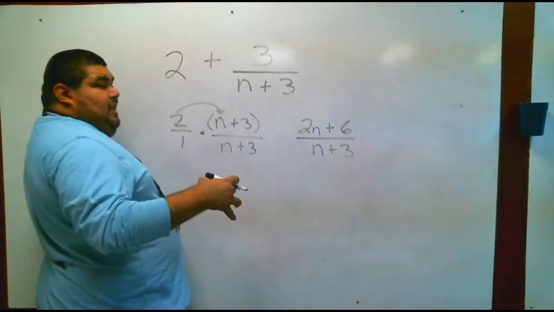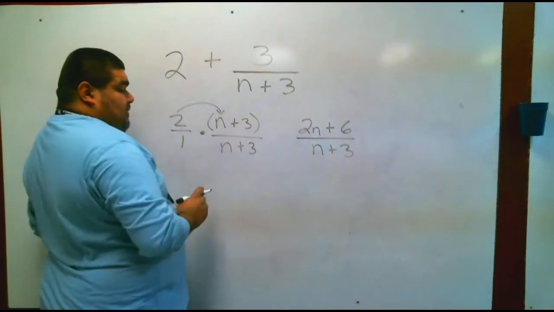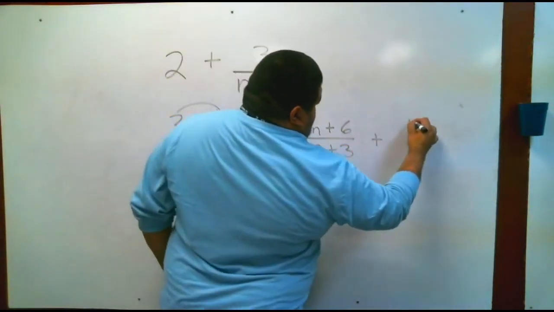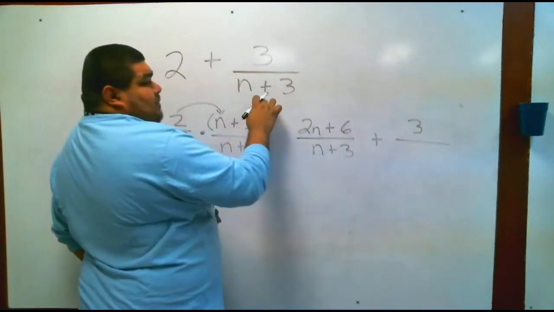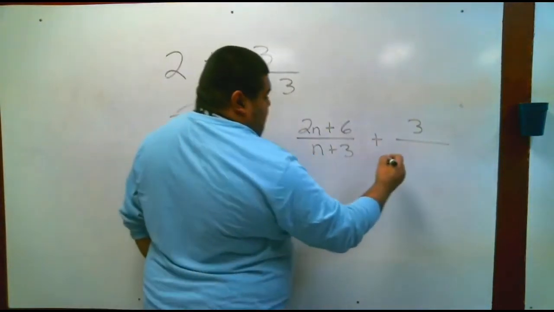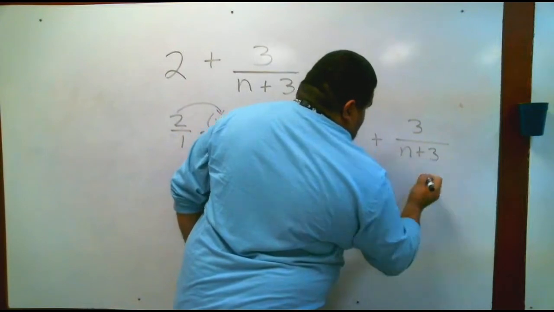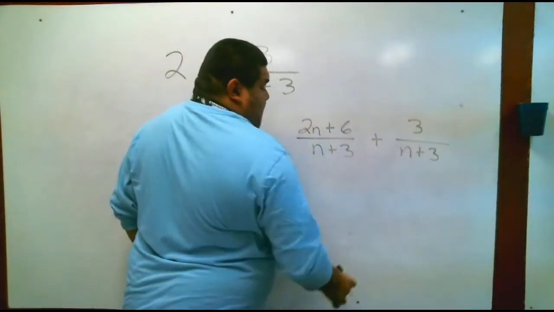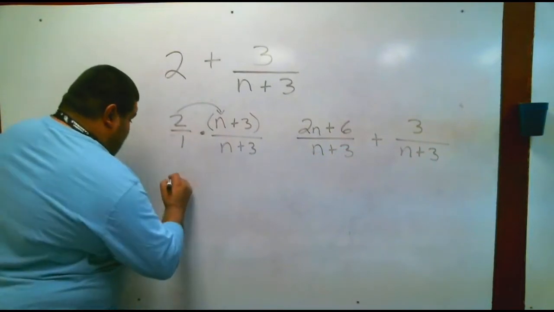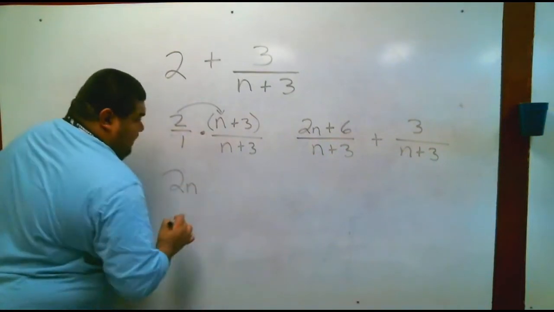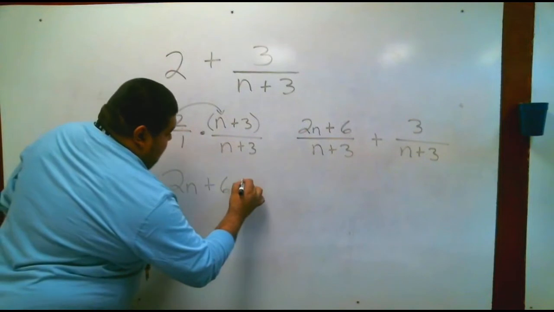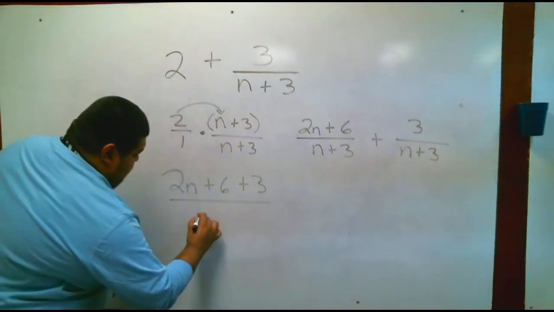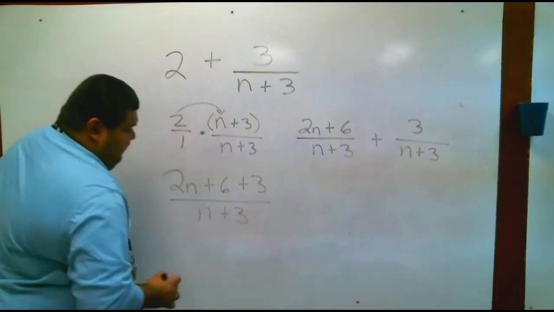Now that we have that, because remember the bottom stays the same, we have another problem we have to add here, plus 3 over n plus 3, which was the other part. Since we have the same denominator, we can combine them. So we have 2n plus 6 plus 3 over n plus 3.